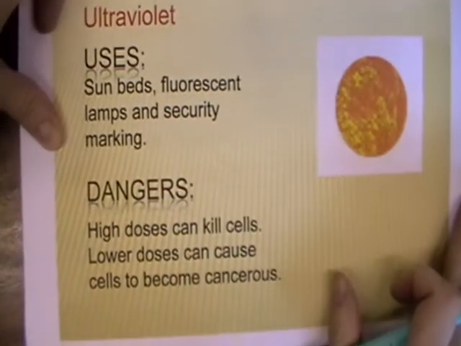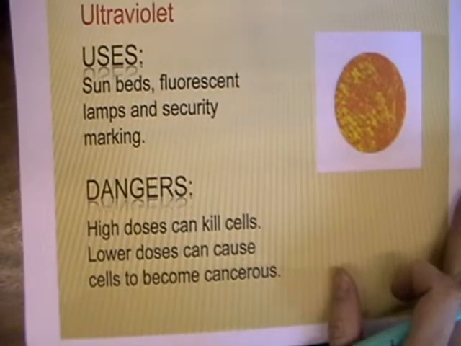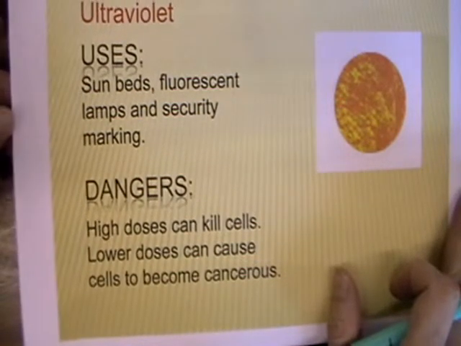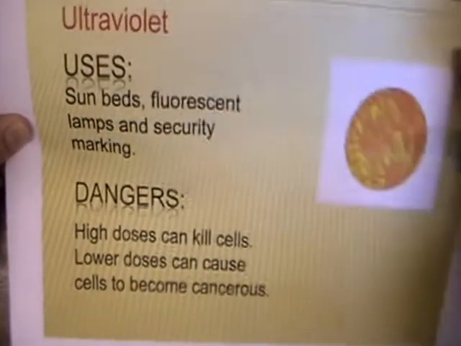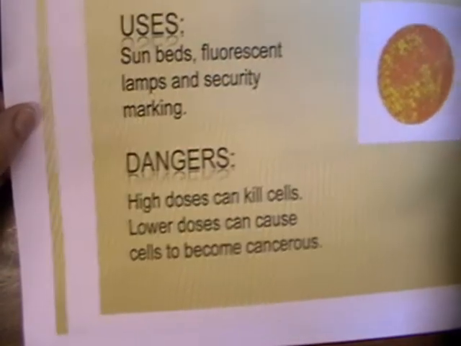Dangers: high doses can kill cells. Lower doses, again, can cause cells to become cancerous. And so that's another danger of ultraviolet. And we know that can cause skin cancer. It's not as dangerous as gamma or x-rays, but it can cause skin cancer, and we know that.